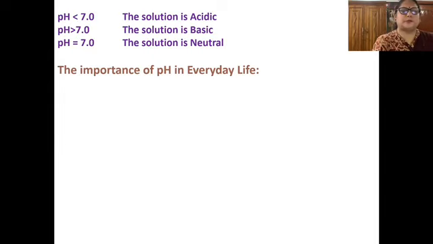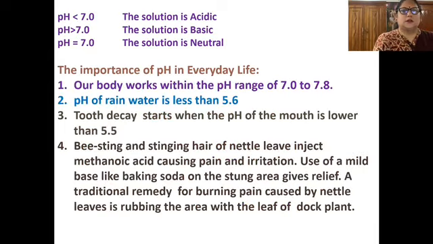Now the importance of pH in everyday life. The pH range of our body is 7 to 7.8. That means within this range, our body works. Within our body, lots of chemical reactions are always taking place, and for those chemical reactions the pH value should be from 7 to 7.8.